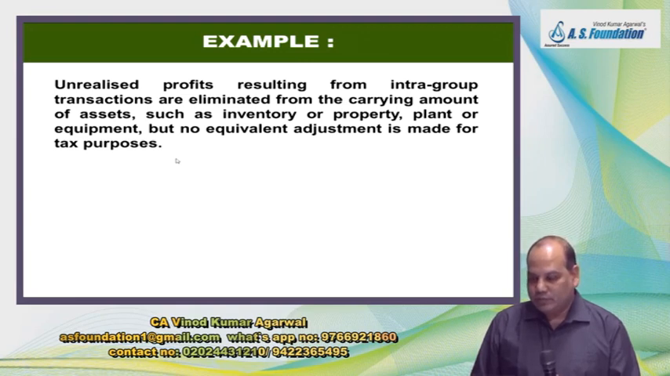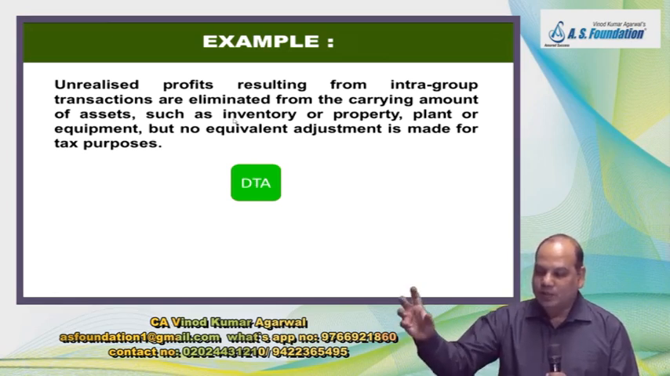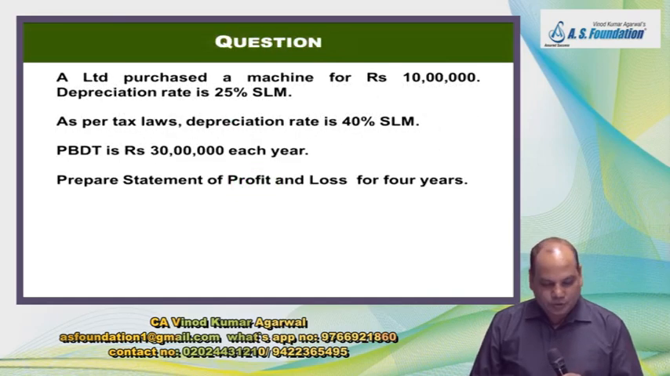DTA, because income tax will allow you the full deduction. Only for accounting purpose we will eliminate the unrealized profit. But for tax purpose, the entire value of the inventory appearing in the books of buyer will be allowed as a deduction. So DTA. So that was a rapid fire round over. Now come to slow questions.